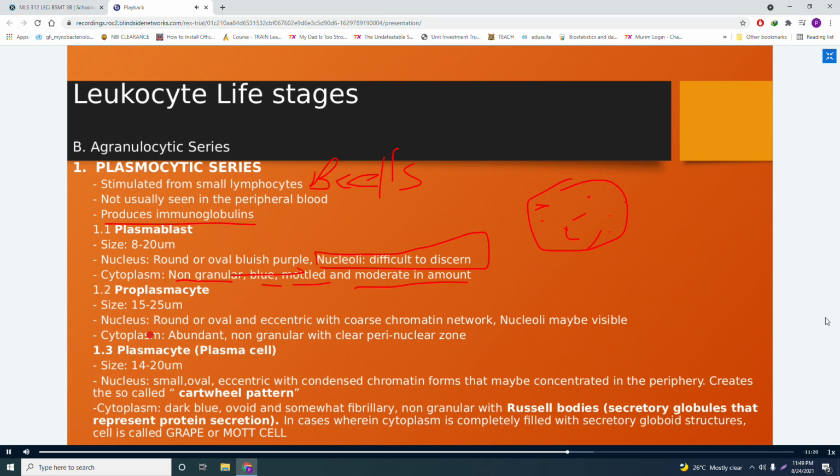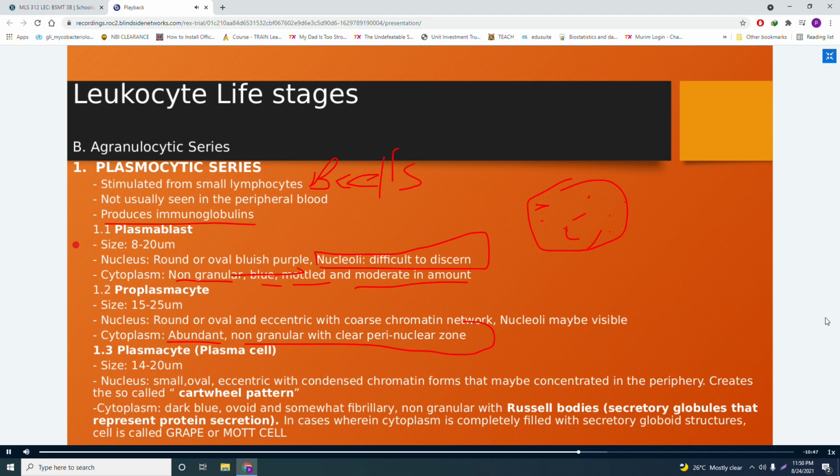Nucleoli may be visible. Cytoplasm is abundant, non-granular with perinuclear zone. And the last cell class under your plasmocytic series is your plasmacyte, also known as your plasma cell. It has a size of 14 to 20 micrometer. Plus, it has the nucleus with a small oval eccentric with condensed chromatin form that may be concentrated in the periphery, creating the so-called cartwheel pattern.